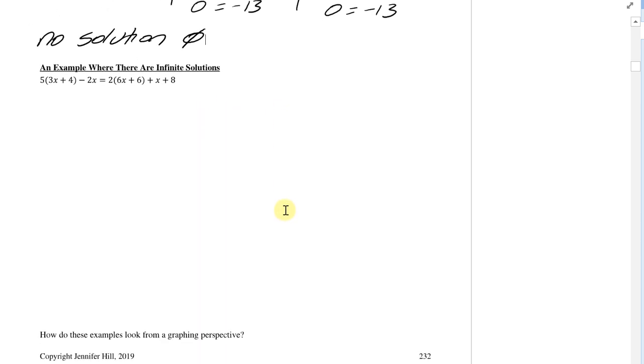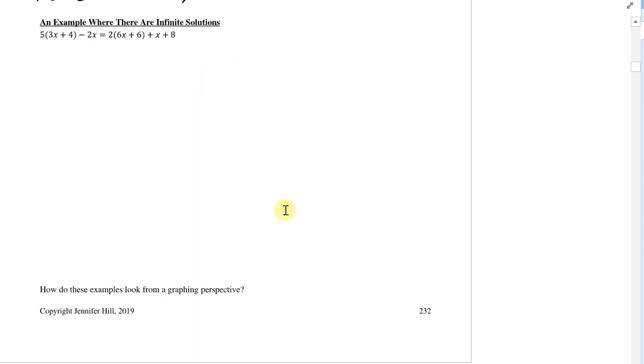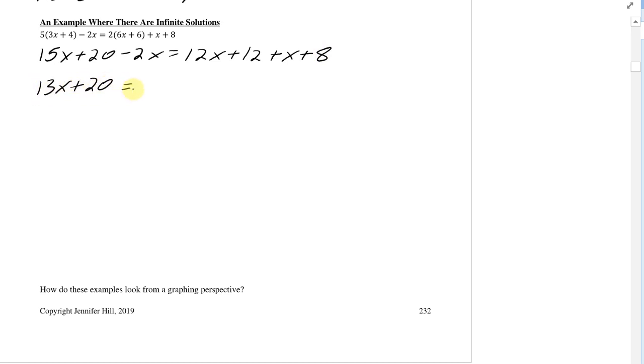Okay, so now let's go down to the other one. So I'm going to do the same thing. I'm going to go ahead and distribute. So let me do that. Okay, so just double check that you got all those things when you distributed, and now let me collect my like terms. So this will become 13x plus 20, and then on this side this will be 13x plus 20.